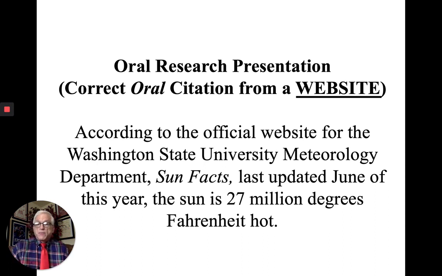So in this case, I might say, according to the official website for the Washington State University Meteorology Department, SunFacts, last updated June of this year, the sun is 27 million degrees Fahrenheit hot. Now what I've done is established the credibility of the website. They know it came from a university. I know the title of the website, and I know when it was last updated.